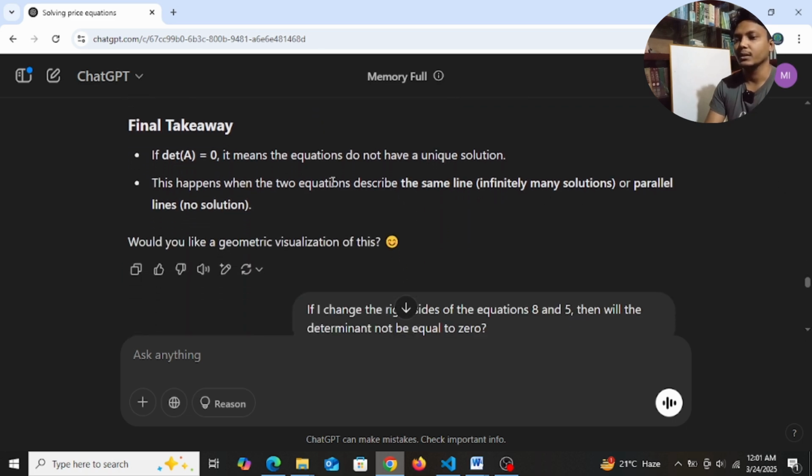So the final takeaway: if the determinant is 0, it means the equations do not have any unique solution. This happens when the two equations describe the same line or parallel lines. Would you like a geometric visualization of this?